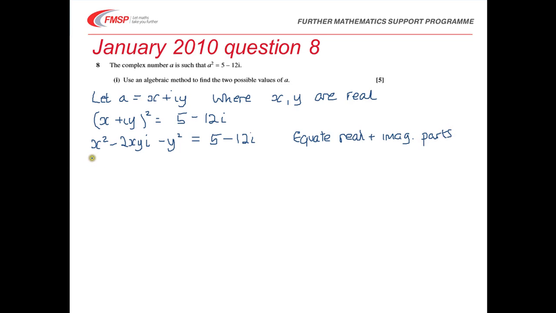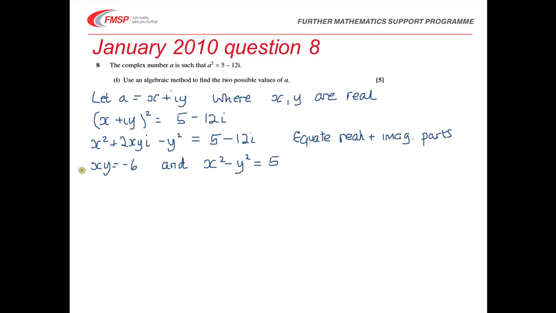So just for convenience, I'm going to take the imaginary parts here. So on the left we have plus 2xy, and on the right we have minus 12. So that means that 2xy is equal to minus 12. So xy is equal to minus 6. And the real parts now, here we have x squared minus y squared, those are both real, and those must therefore be equal to 5.